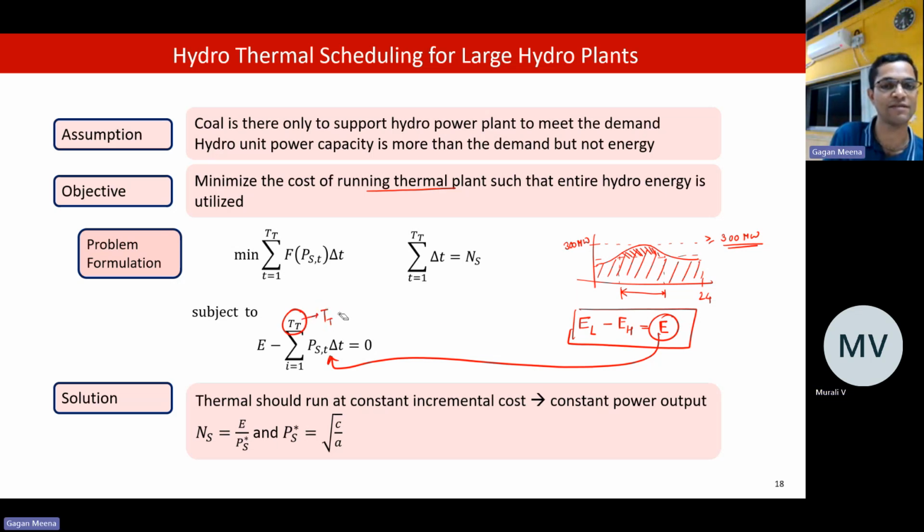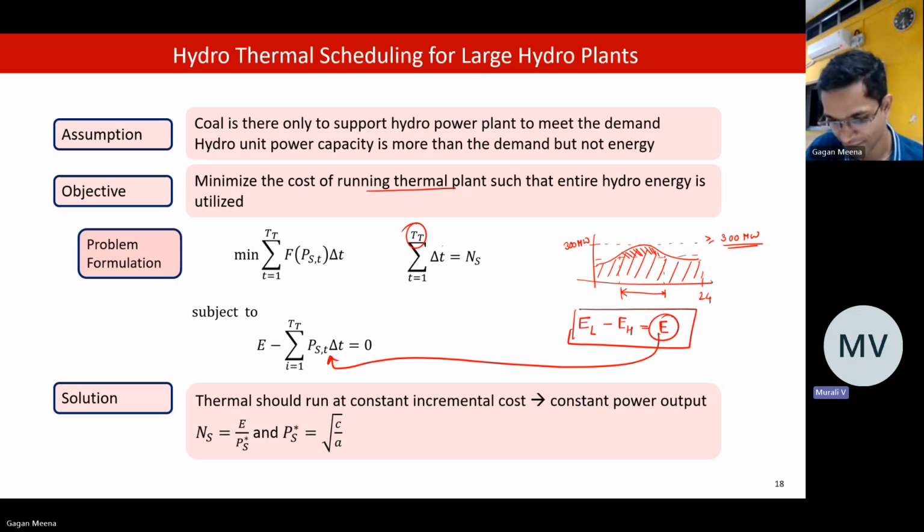And we don't know this. We want to calculate this. So this is the duration Ns, the number of such intervals. Each interval is of delta t time, and what should this T be? In our case it is completely different. Generally, in our case, we run the hydel generators as a support to thermal generators. Yes, correct, it's opposite.